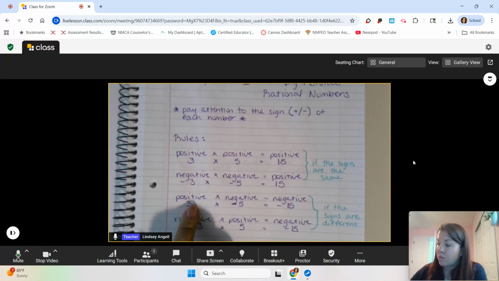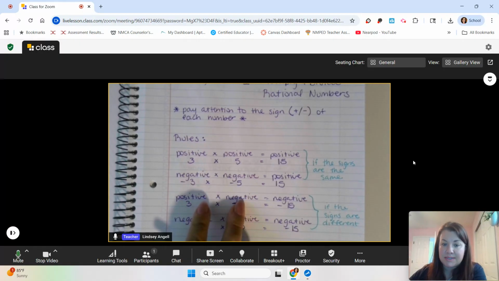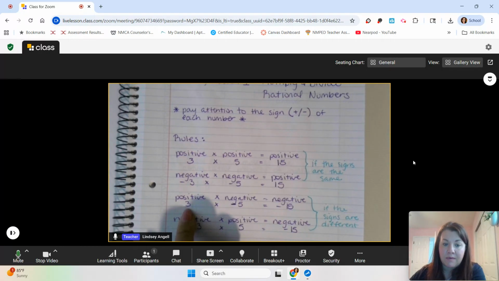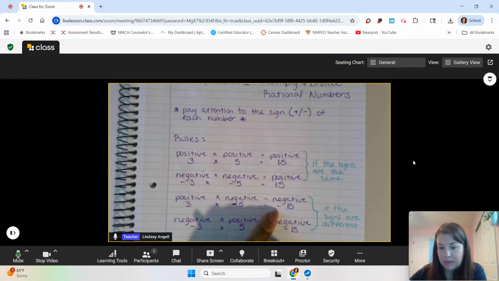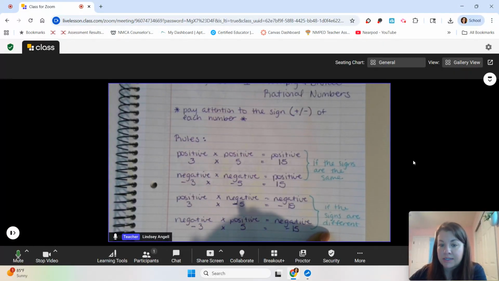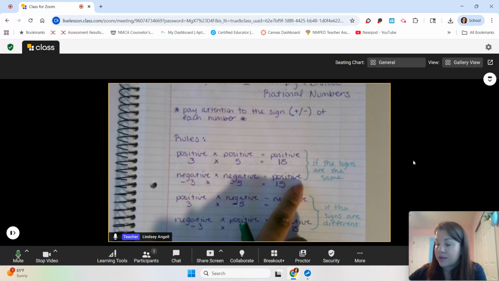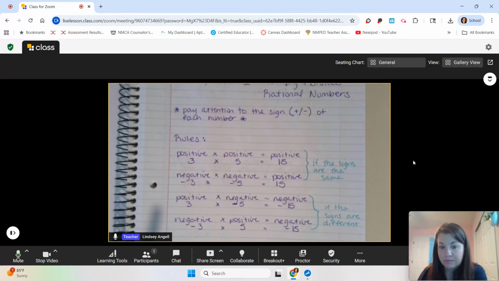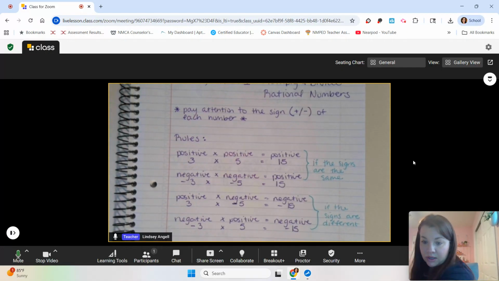Okay? When we get different signs, so one of them is positive and one of them is negative, then your answer will be negative. So in this example, I have positive 3 times negative 5 equals negative 15. Same is true if they're flipped. If the first one is negative and the second one is positive, your answer is still going to be negative. So if the signs are different, you get a negative answer. If they are the same, you get a positive answer. Okay, so let's go through some examples real quick, and hopefully you will find them helpful.